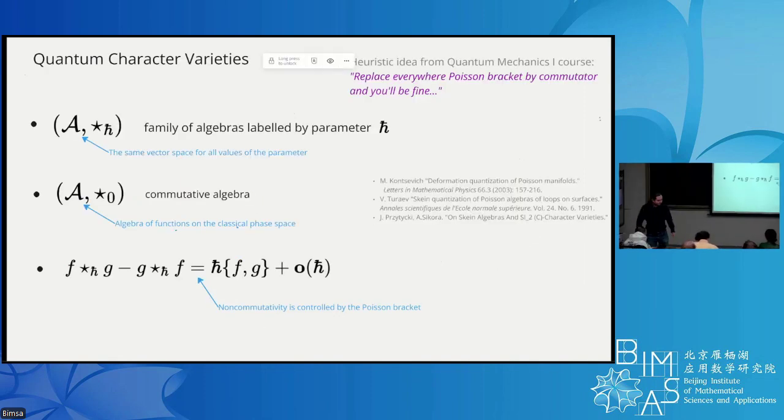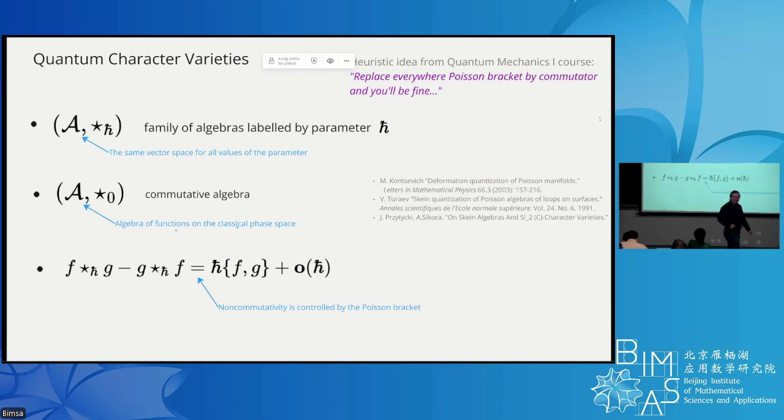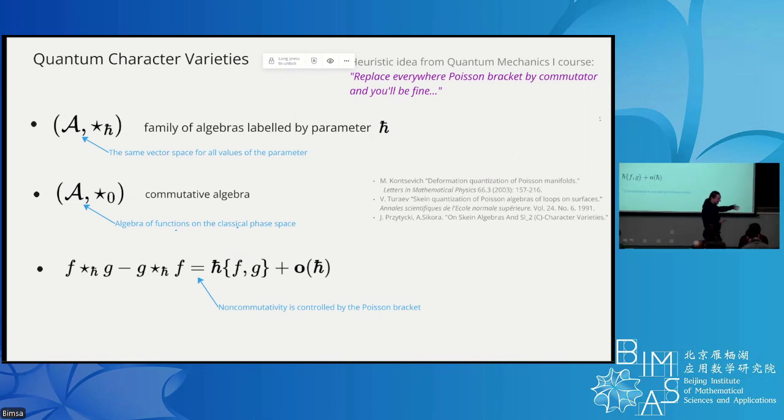So, those of us who attended the quantum mechanics course would pretty much start the semester by a very simple mantra: you take the Poisson bracket and replace it by a commutator, and magically everything works. We know better these days, thanks in particular to this gentleman.